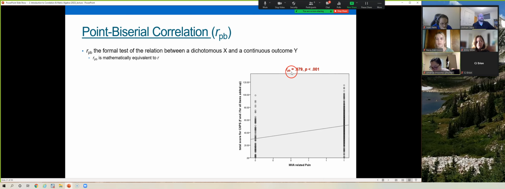And our p-value is very small here. Again, this is a large sample. We have a medium effect going on here. So everything we need to know is captured within the context of this association.